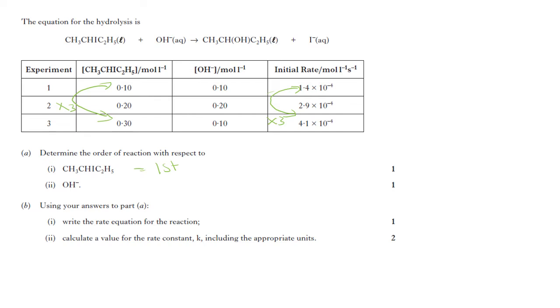So if they're doing the exact same thing, that must be first order. Now for the hydroxide, it's slightly different because there are no two experiments where we change the concentration of hydroxide but do not change the concentration of that first chemical. But if we look at 1 and 2, we've doubled the first chemical, and what's happened to the rate is that it has doubled, which is what we would expect because that first chemical was first order. What that means is that this has had no effect whatsoever. So that is zero order.